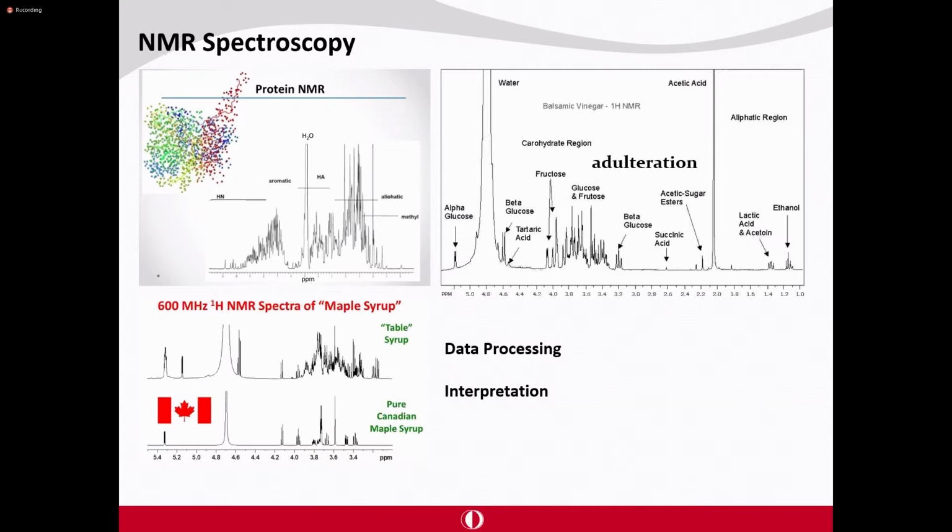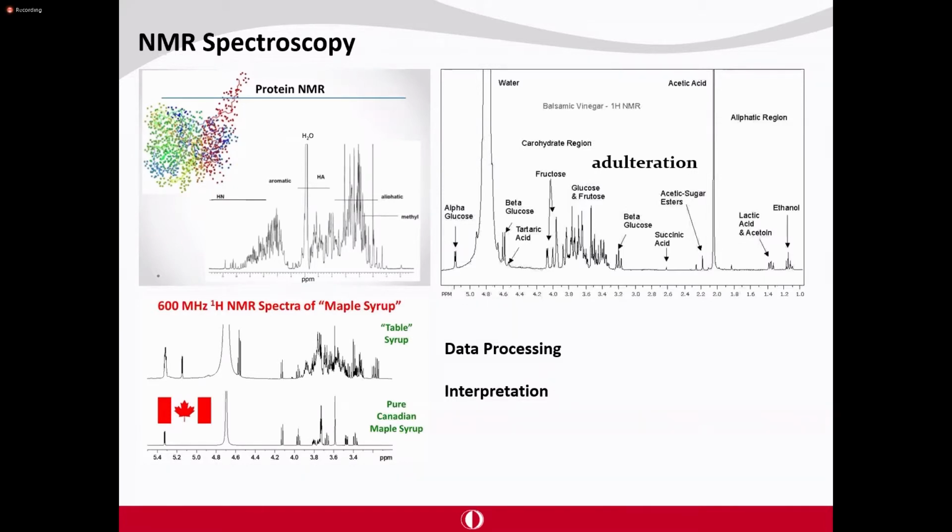At the bottom, you see 600 megahertz NMR spectra of maple syrup. Maple syrup is unique to Canada, and it is a unique syrup containing 60% sucrose, and it also has its original flavor and has vanillin in it. And the maple syrup spectrum is shown at the bottom.